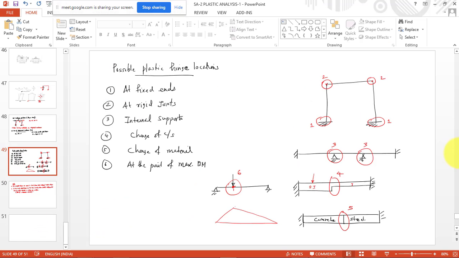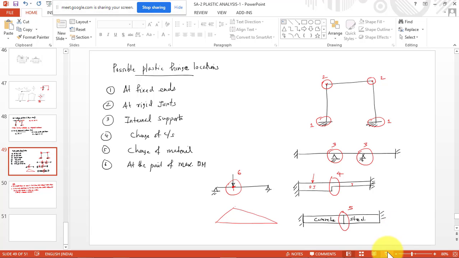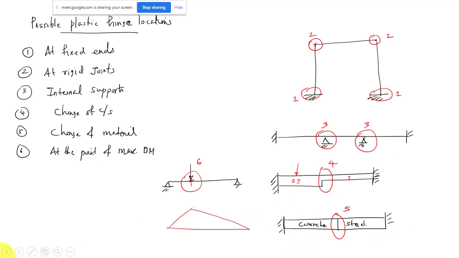So these are the different possible locations for plastic hinges. So even though your beam is having something like this, where the cross section is changing, we have to consider that point also as a plastic hinge for the analysis.